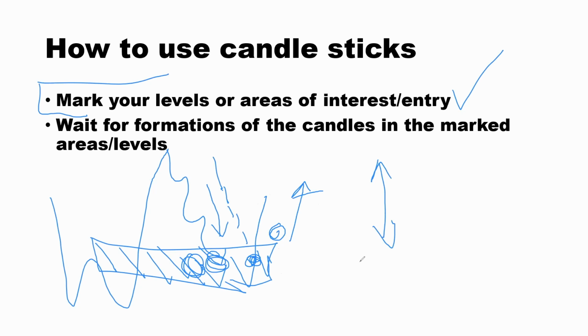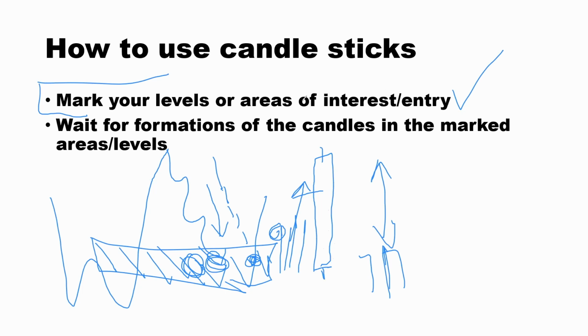For example, if we have price rejecting this area multiple times, and we see next a long bullish candle, this is what I'm calling a momentum candle. It's telling you that buyers have now come into play. So let's go to the second point.